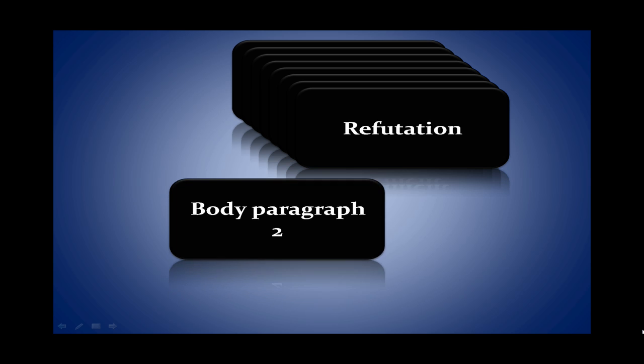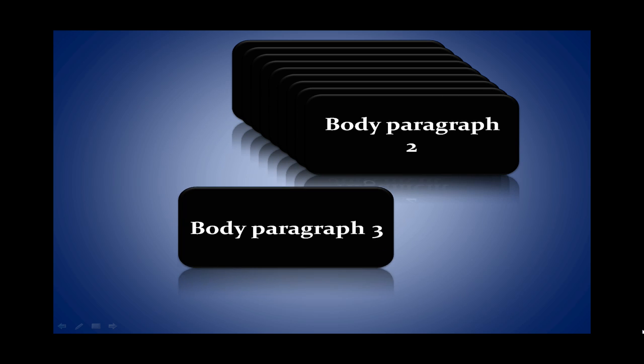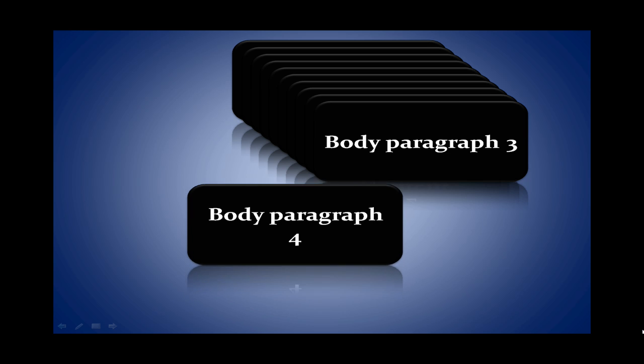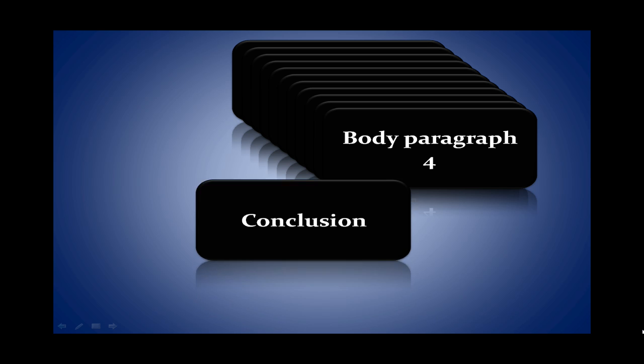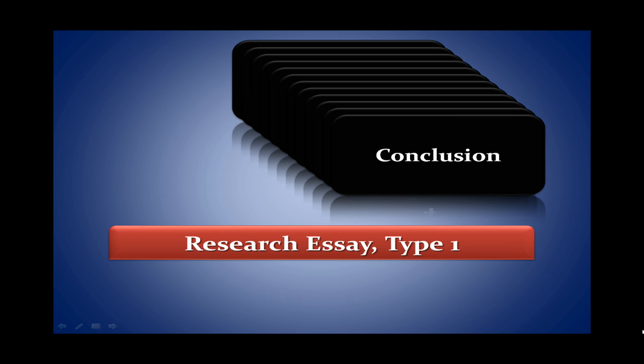That's the first body paragraph. Then body paragraph 2 comes next. Then a body paragraph 3, perhaps even body paragraph 4, and then finally you'll come to your conclusion paragraph. And all these elements go together to make up the research essay type 1.